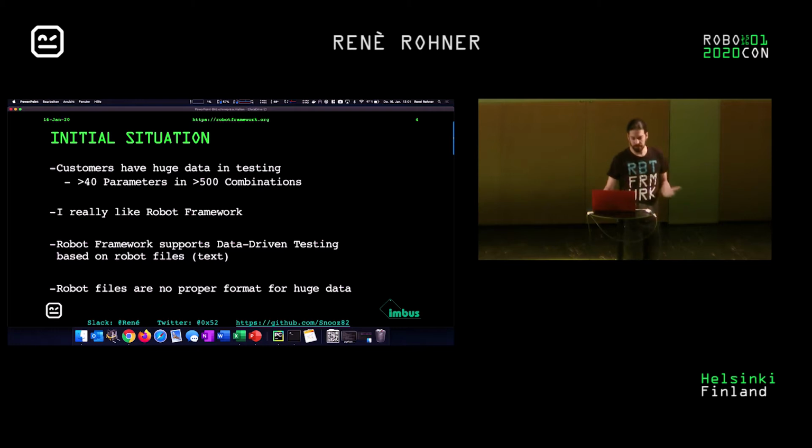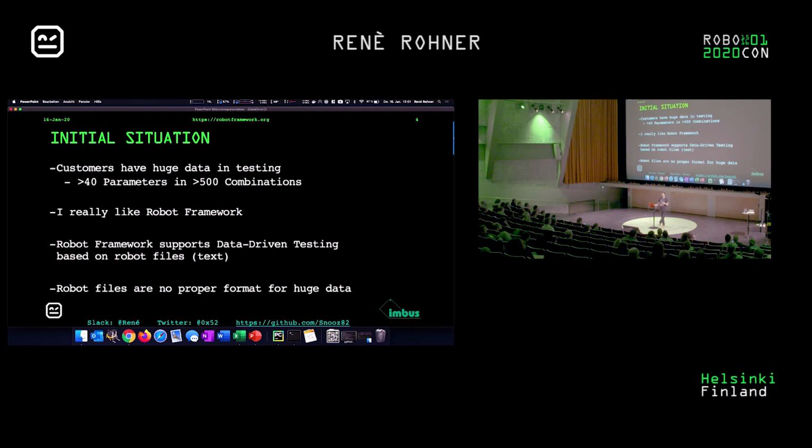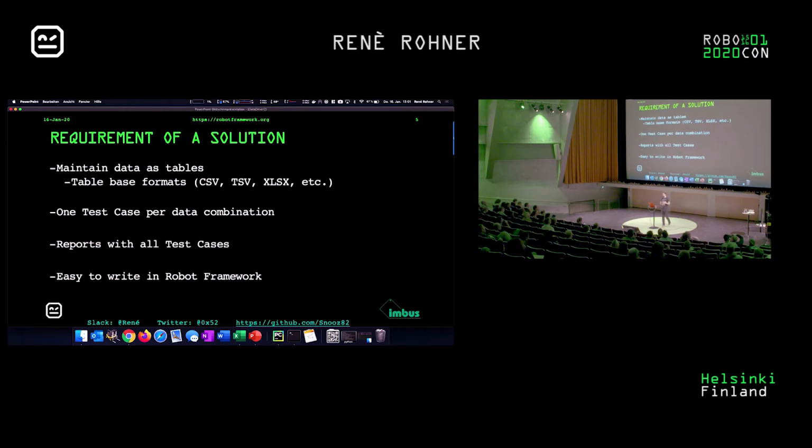So the other thing is I really like Robot Framework, but Robot Framework supports data-driven not in a proper way for this amount of data. So these robot files are not the proper amount. So what we want to have is we want to maintain data in tables, maybe file-based, like CSV, TSV, whatever. That's one thing where Excel came in charge and can be used in testing. Please don't use it for test design. Seen this? And you could also imagine databases.